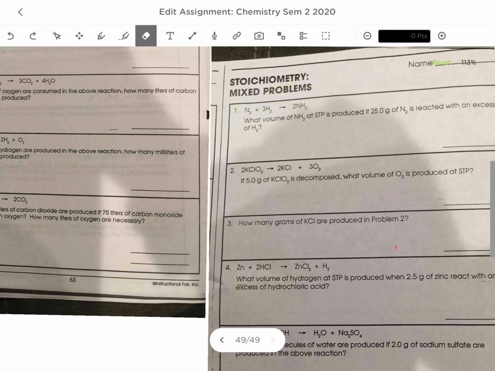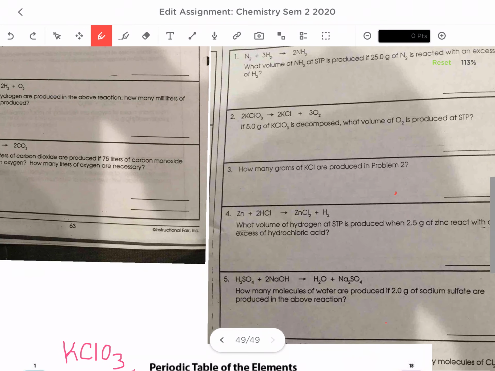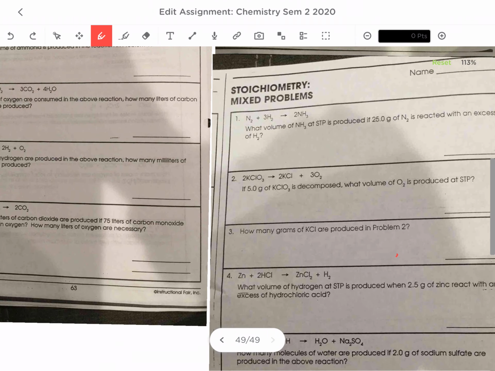Hey guys, just wanted to make you a quick video so you knew how to do these mixed stoichiometry problems. So I asked you for e-learning for the week of the 13th, and it includes the 13th, 14th, and 15th, to do these problems right here. And we haven't really looked at this page yet, but it is the stoichiometry mixed problems.